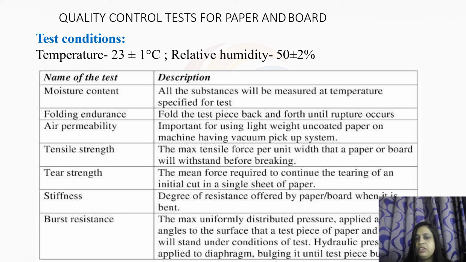Tensile strength, the maximum tensile force per unit width that a paper or board will withstand before breaking. Tear strength, the mean force required to continue the tearing of an initial cut in a single sheet of paper. Stiffness, degree of resistance offered by paperboard when it is bent. Then burst resistance, the maximum uniformly distributed pressure applied at right angles to the surface that a test piece of the paper will stand under conditions of test. So hydraulic pressure is applied to a diaphragm, bulging it until the test piece breaks.